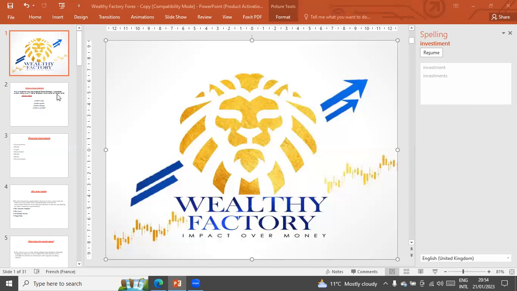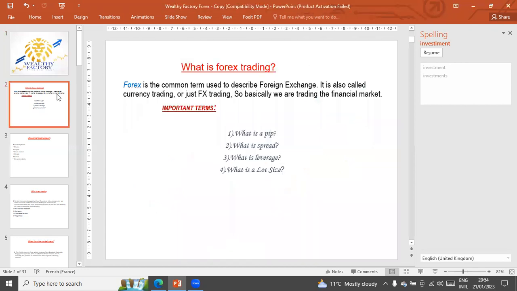So let's start with the definition of what Forex trading is. What is Forex trading? Forex trading is something that is made up of two words that were combined together, the for and the X. Forex trading is not something that is very complicated. Forex trading is simply foreign exchange. So foreign exchange, we know it very well.